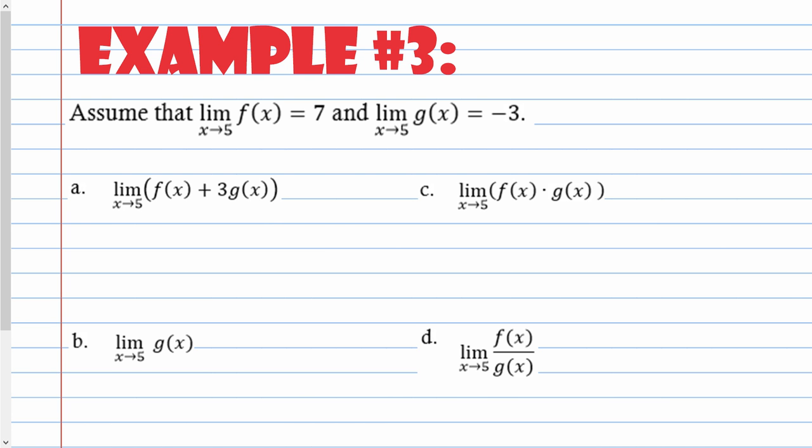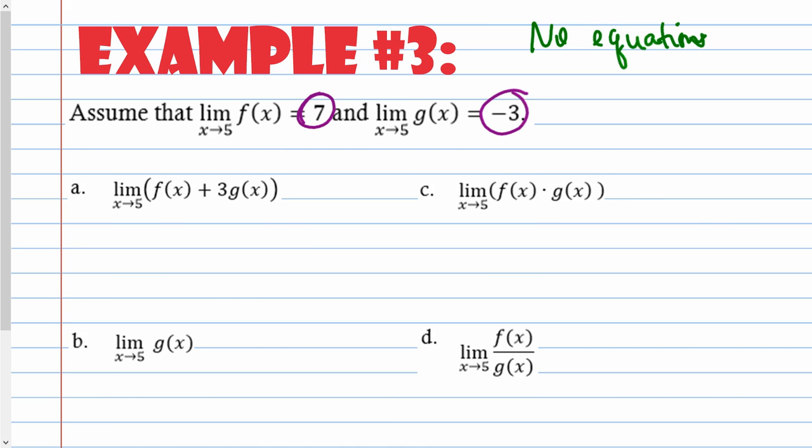Alright, example 3, assume that the limit of f of x as x approaches 5 is 7, and the limit of g of x as x approaches 5 is negative 3. So notice, we don't have any equations here at all whatsoever. And you should be able to do this the same way. They're already telling you what the function's limit is as it approaches whatever x value. You're just going to use the actual numerical values. So you're going to use the 7 and the negative 3 to answer the following questions.